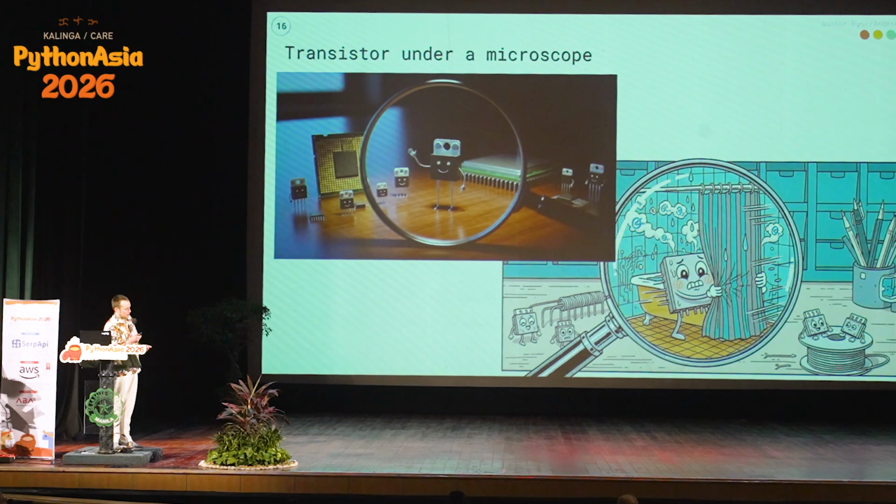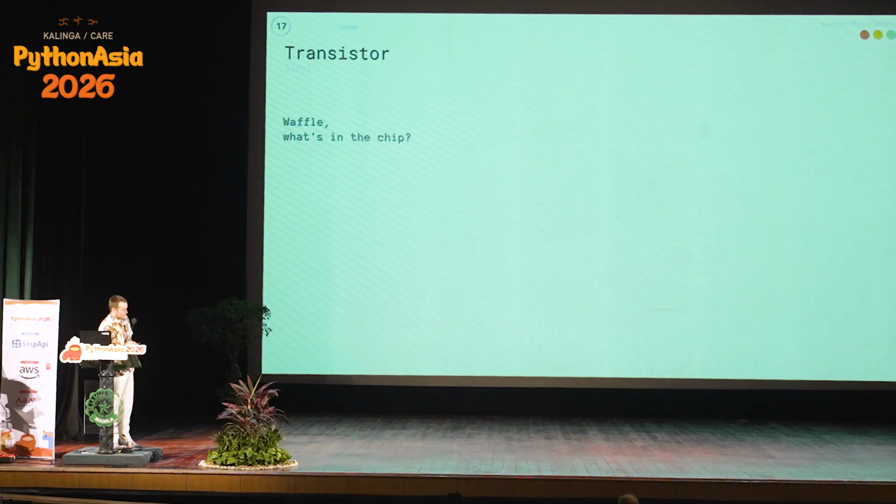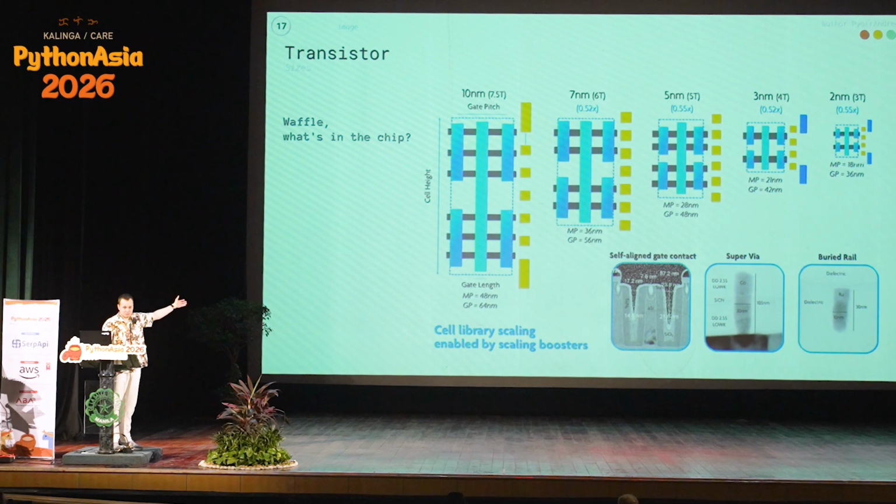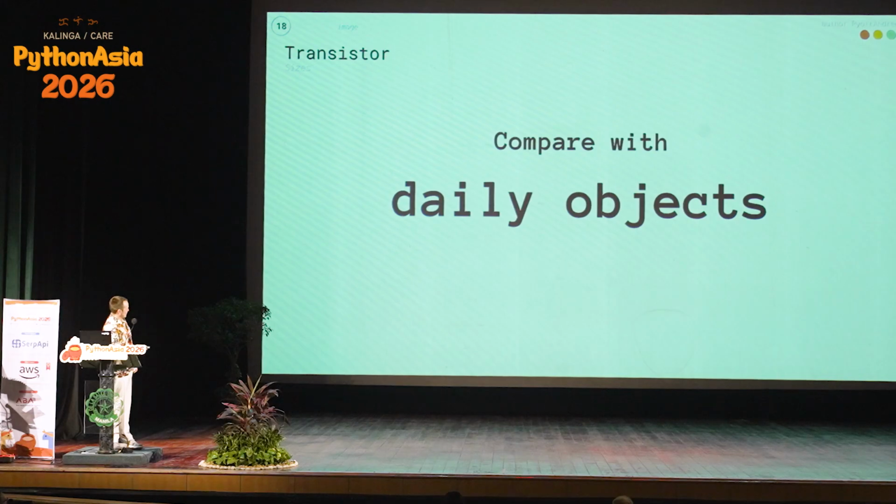Let's see how it looks inside. What is inside the CPUs at almost the smallest level? What are the transistors? Do you understand? I think this is a very high abstraction. I just give you numbers: 10 nanometers, 7 nanometers, 5, 2, and so on. Okay, let's compare with daily objects that we use each day.